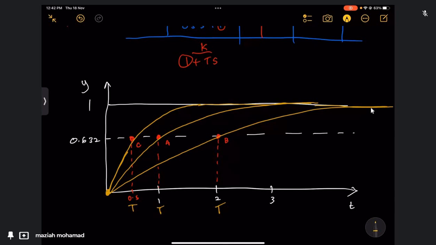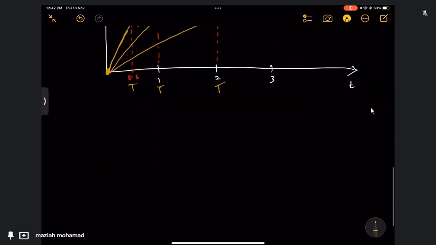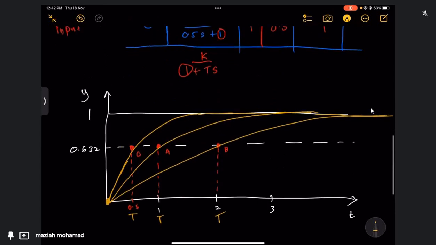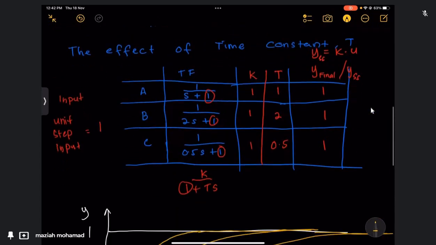Okay, alright. Yang Y final over Y steady state tu tak berapa nak faham. Sometimes we call it Y final because it's the final value. Sometimes we also call it Y steady state, which is the output at the steady state. Dia bukan Y final bagi Y steady state. It's OR.